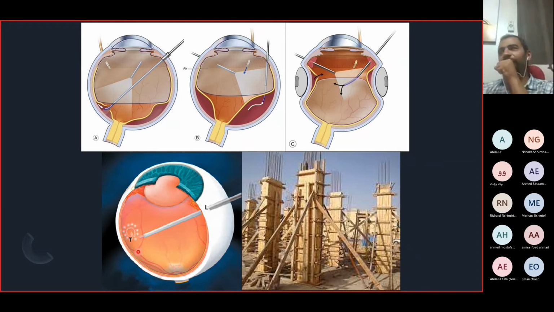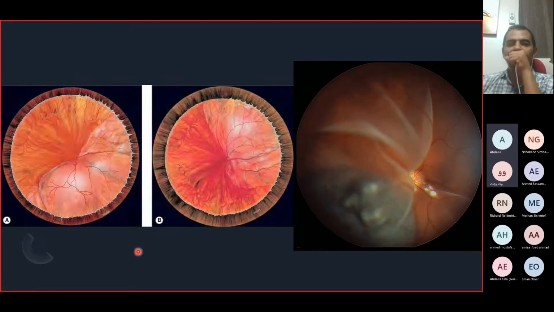The main advantage of the gas is that it doesn't need a second operation to be removed. On the contrary, the silicone oil needs a second operation to be removed. So you weigh the risks and the benefits, and accordingly you decide whether to go for this or to go for that. Silicone oil, doctor, how long after do I remove it? Very good question.